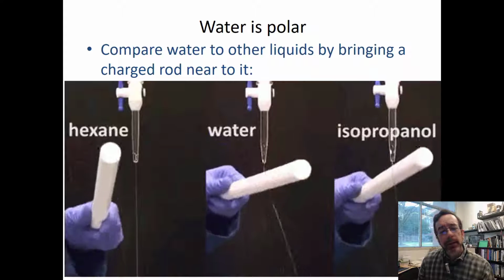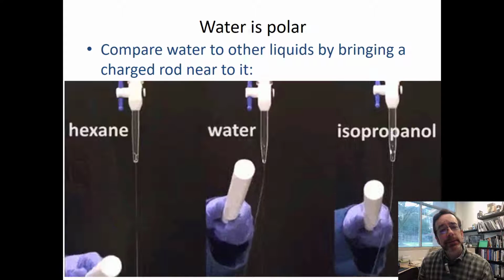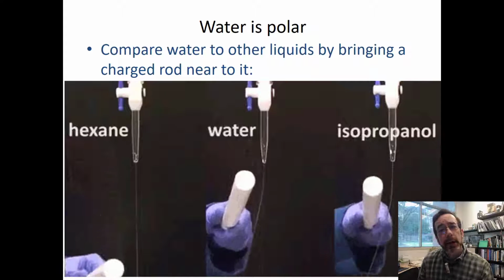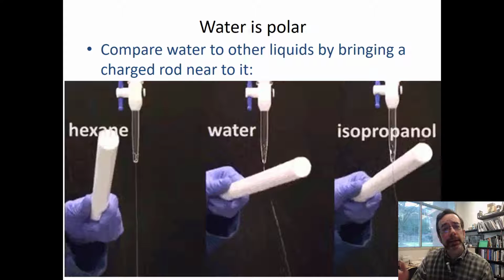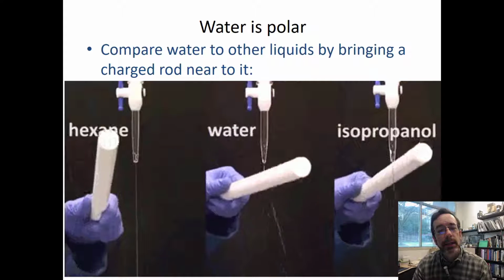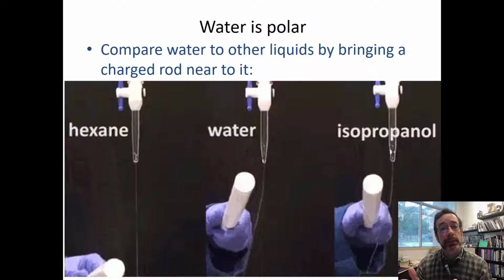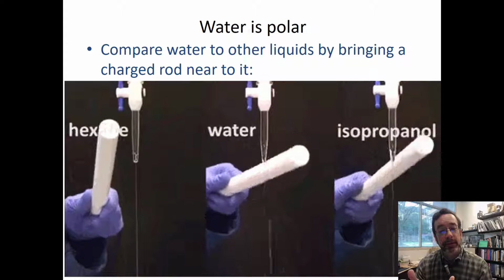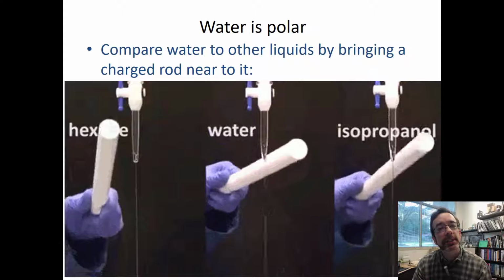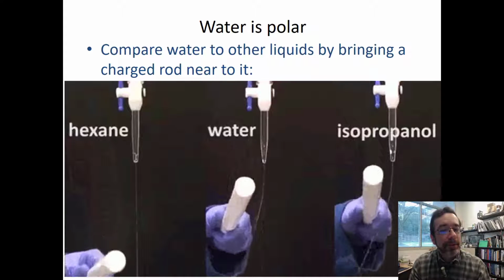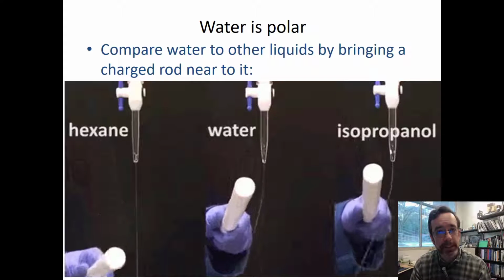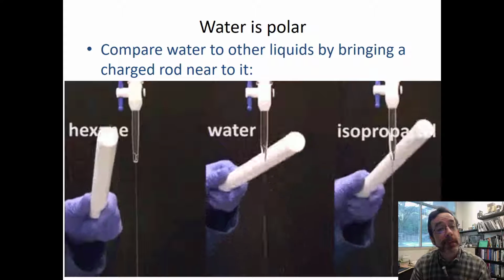And so they take the rod and they hold it next to a stream of 3 different liquids. You can see on this side, if you hold it next to hexane on the left, hexane doesn't change at all. But if you hold it next to water in the middle, water bends. The charge on the rod is enough to interact with the charges in water. This says that water must at least have some partial charge in it, and it reacts very differently than hexane.